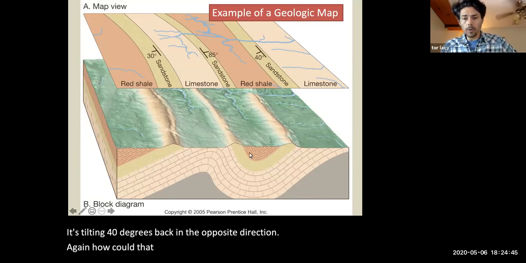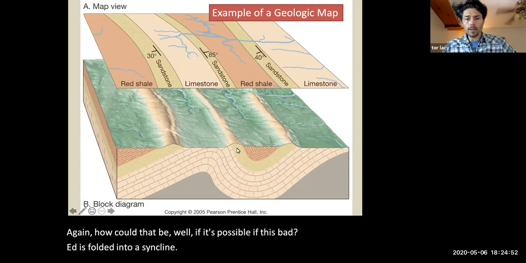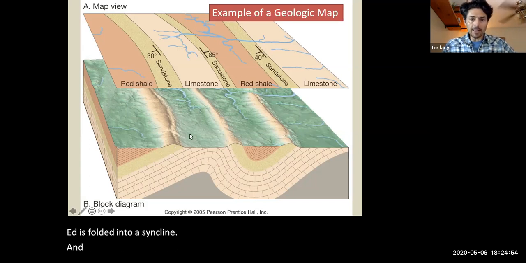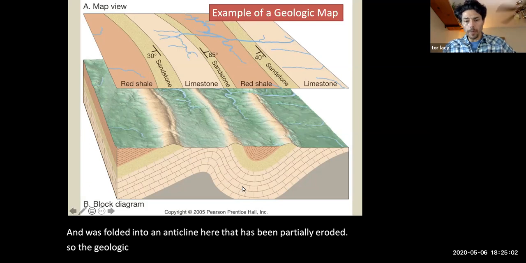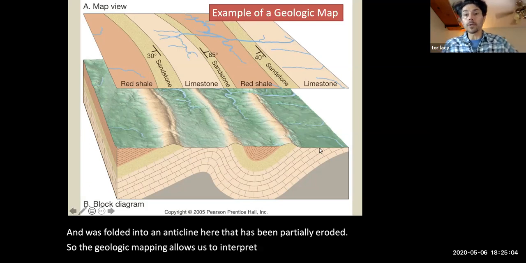Well, it's possible if this bed is folded into a syncline, and was folded into an anticline here that has been partially eroded. So the geologic mapping allows us to interpret what's happening in the subsurface.